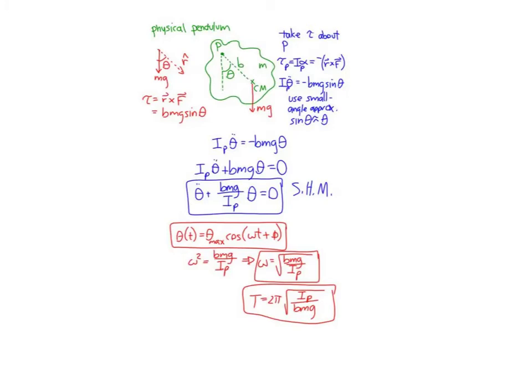And so we can get an expression for the torque, which is r cross F, or r being the distance between the pivot and the center of mass, which I've labeled b here in the picture, times the weight, which goes right here, times sine of theta, which is part of your cross product.